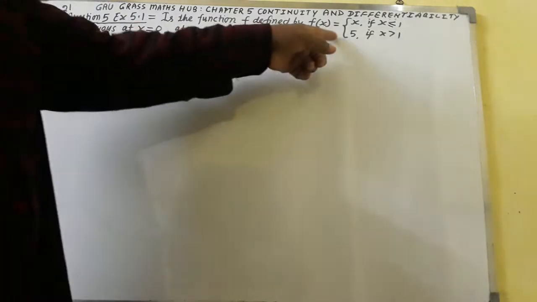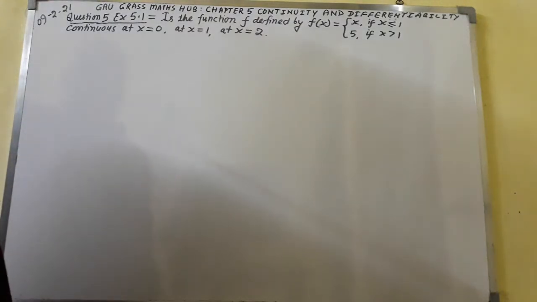curly bracket open, x, if x is less than or equal to 1. Second condition is 5, if x is greater than 1. Is it continuous at x equal to 0, x equal to 1 and x equal to 2?